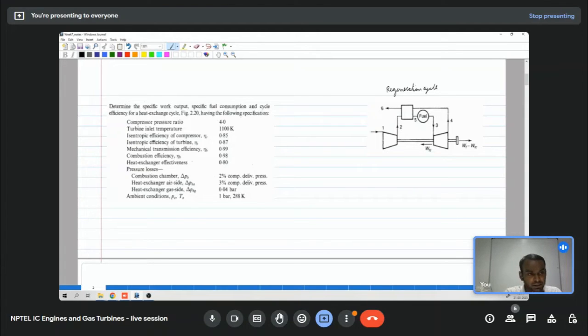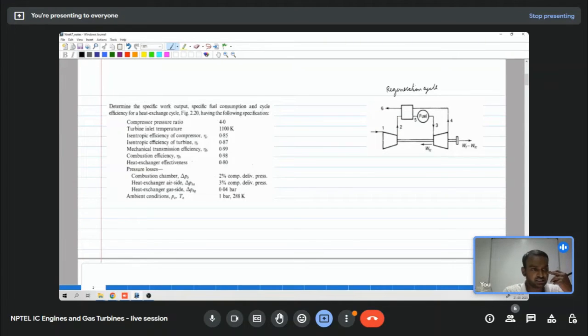So that means if 100 joules of mechanical work is produced by the turbine, only 99 joules can go into the compressor. The remaining 1 joule will be lost as friction into the atmosphere. And combustion efficiency is given as 0.98. So this means out of 100 joules of fuel energy that is given in, only 98 joules is converted to heat energy. 2 joules can be lost as heat transfer to the surrounding, or it can be unburnt fuel outside.